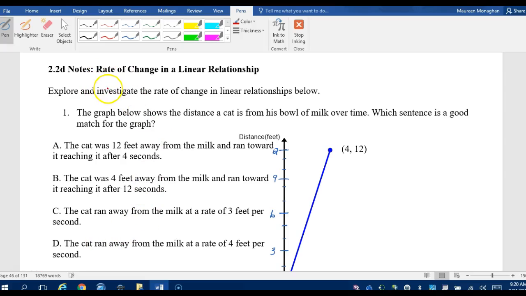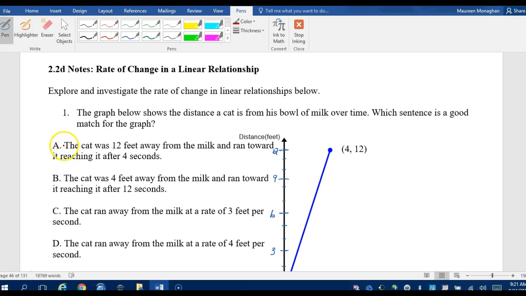The purpose of today's lesson is to figure out the rate of change in a linear relationship. Okay, so we're going to explore and investigate the rate of change in linear relationships below. The graph below shows the distance a cat is from his bowl of milk over time. Which sentence is a good match for the graph?